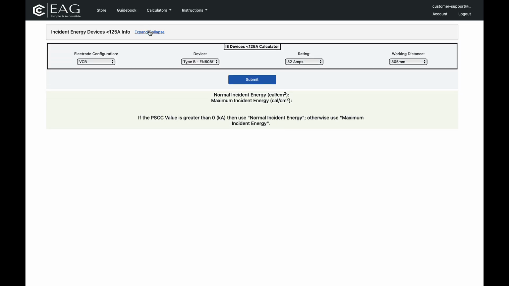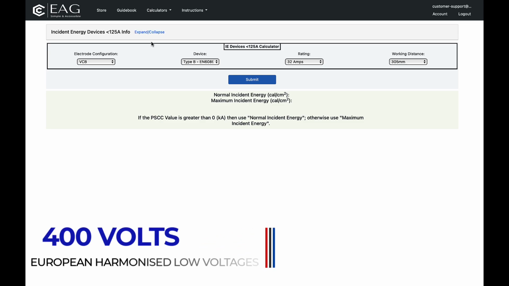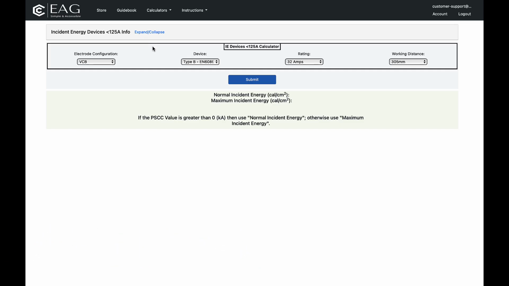Please note that the calculator is valid for European three-phase harmonised voltage of 400 volts, which is the usual LV system distribution voltage used in Europe. Please read the calculator instructions for limitations.